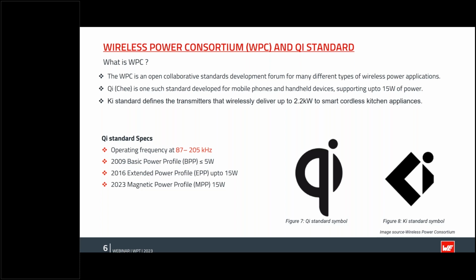The specs of the Qi standard are as follows: the operating frequency is around 87 to 205 kilohertz. And there are three basic power profiles defined by the Qi standard. That is the basic power profile for wireless charging devices capable of delivering up to 5 watts, the extended power profile, which is capable of delivering power up to 15 watts, and the magnetic power profile, which is capable of delivering power up to 15 watts. So in the next slides, we see how we can go a little deeper and what the advancements in the Qi standard are.